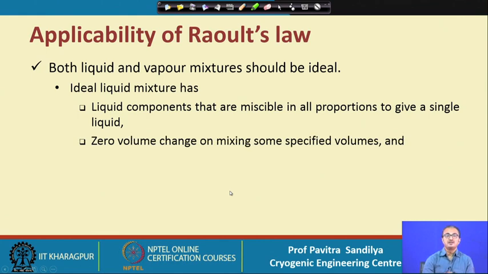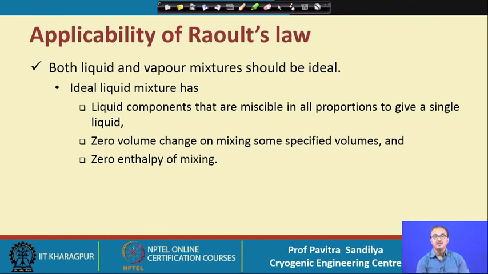Next, when we are mixing the various liquids, the total volume must be the summation of the individual volumes of each liquid species. If it is not, then it is a non-ideal liquid solution. And lastly, whenever the mixing is taking place, there should not be any evolution or absorption of heat energy. If there is no evolution or absorption of energy, then this is an ideal solution. If there is any kind of energy transfer, then it is non-ideal.